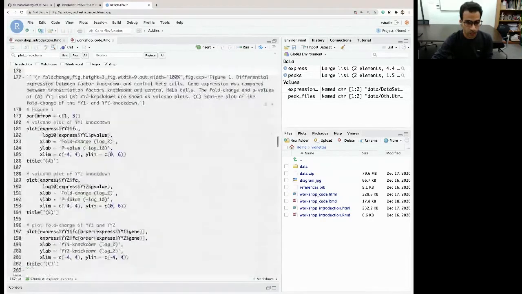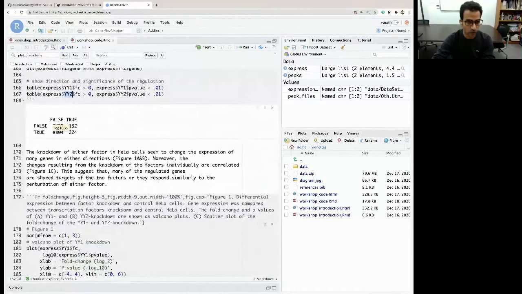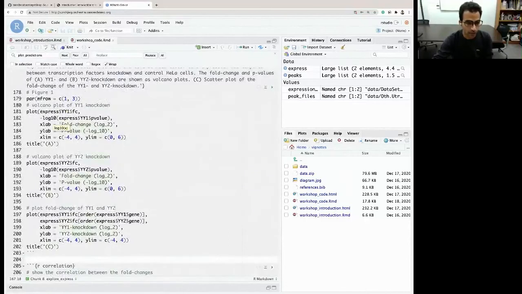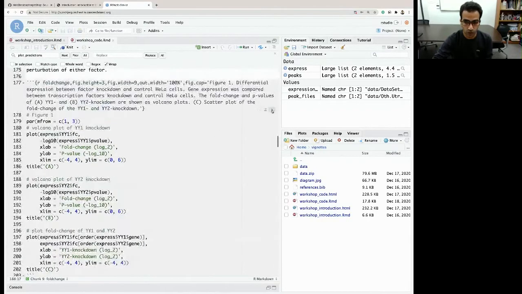I'll skip this for a second to explain those few graphs. In this graph, instead of looking at just the numbers of differentially expressed genes, I'm trying to visualize them a little bit. So I'm using a volcano plot, putting the fold change on the x-axis and the significance value on the y-axis. I'm doing that for the first transcription factor, and then for the second. Then I'm using a scatter plot to see the correlation between the fold change from both factors.